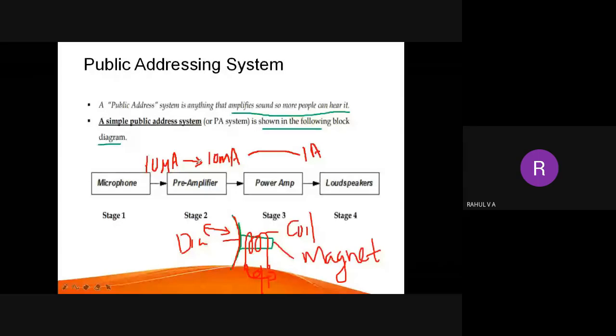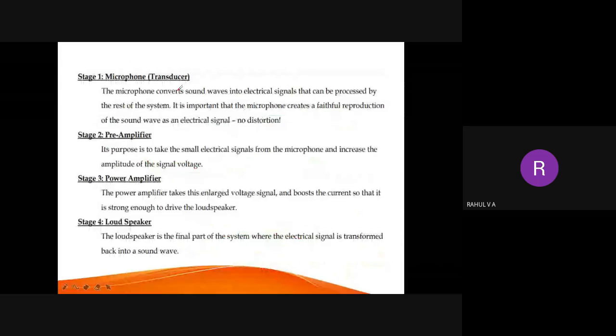We can see the explanation here. The microphone converts sound wave into electrical signal that can be processed by the rest of the system. Because without microphone, if you speak inside that preamplifier, nothing will happen. Preamplifier will take only electrical signal because it is an electrical system. So it is important that microphone create faithful reproduction of sound wave as an electrical signal, no distortion. It should convert in such a way that there is no break in sound.